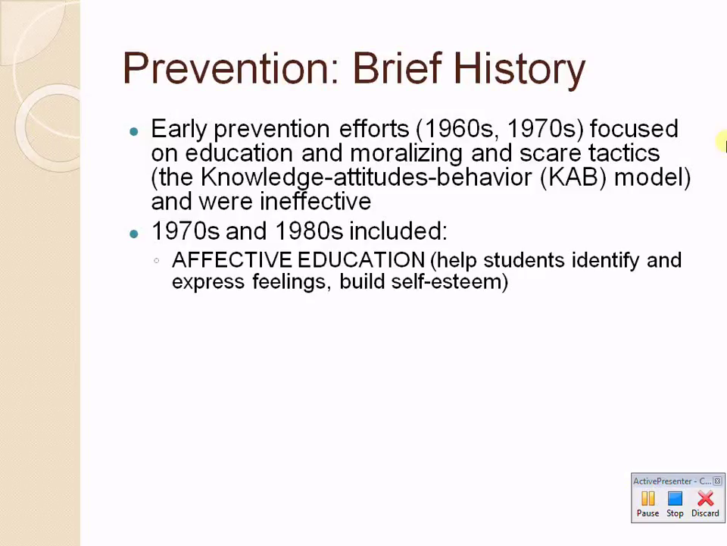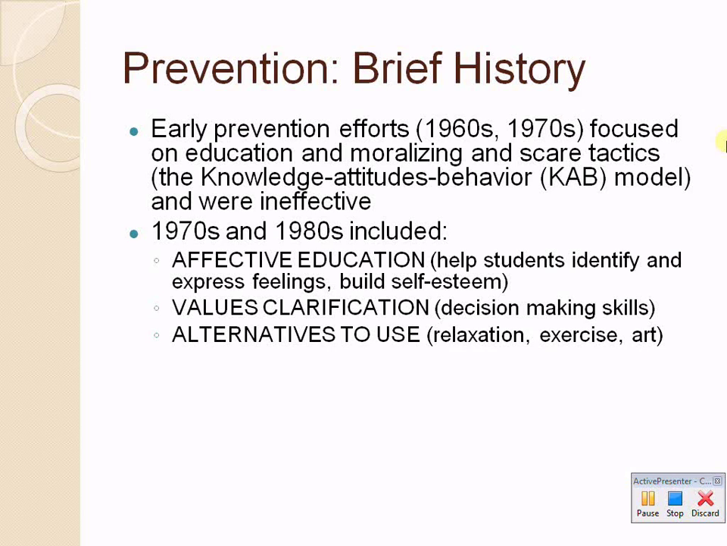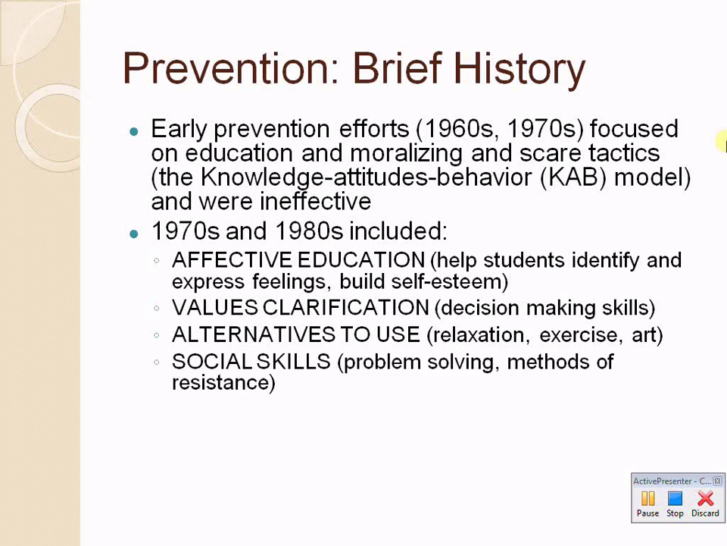So then we had the 70s and 80s, and we have something called affective education, okay? And this is to help students identify and express feelings and to build some sense of self-esteem. What it does, more in the 70s and 80s, is this values clarification. Really what that is, is decision making. Okay? And then there was the alternatives to use. So what are some alternatives to using drugs and alcohol or any other substance that may be appealing?